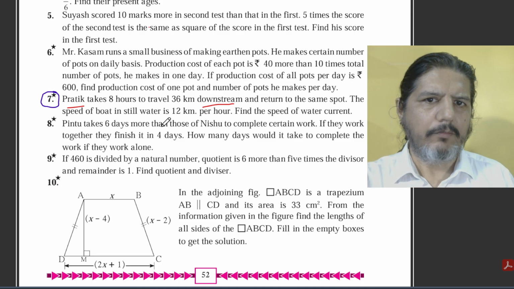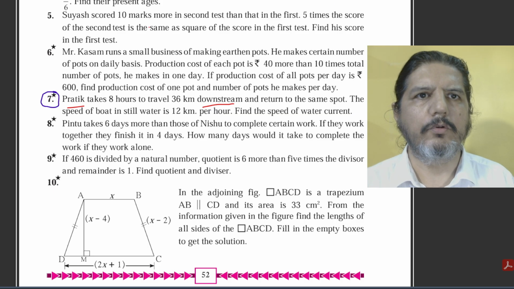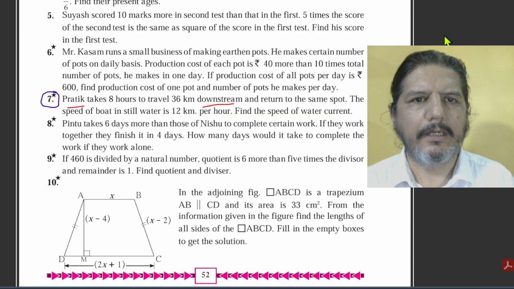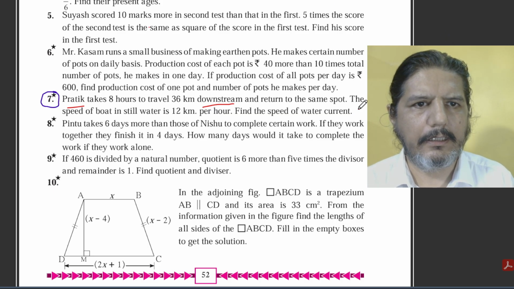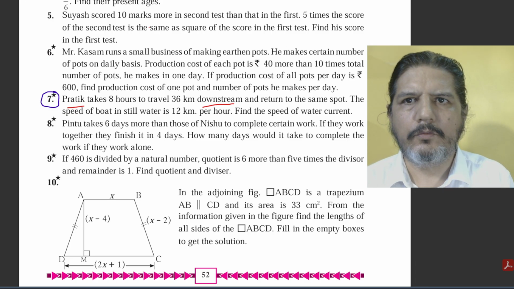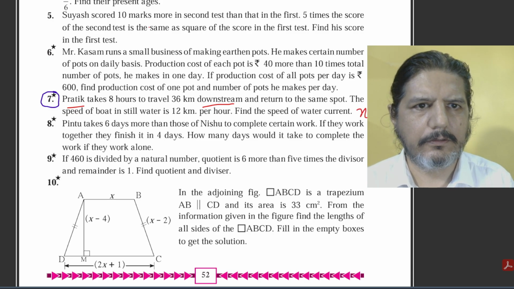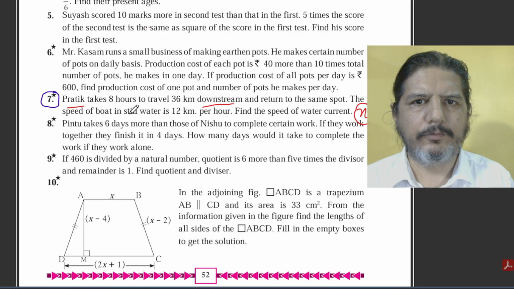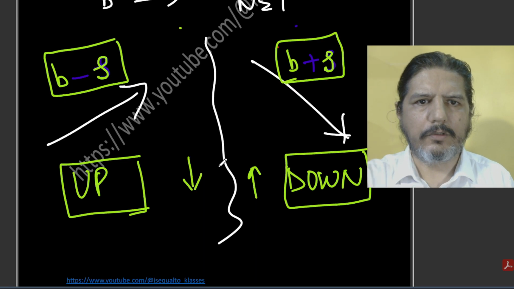Speed of the boat in still water is 12 km per hour. Find the speed of the water current. Fine. So now what I'll do is I'll assume that the water current is, let me call this x. So speed of water current be x, and speed of still water is 12. So this is how the situation is now.